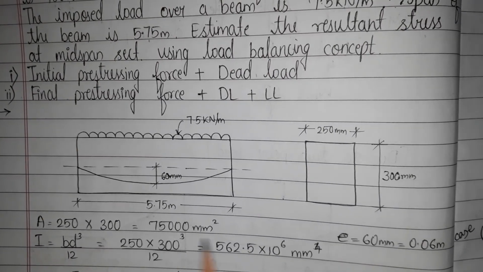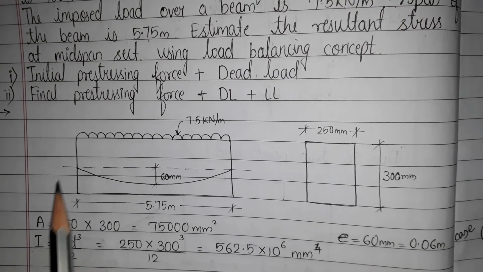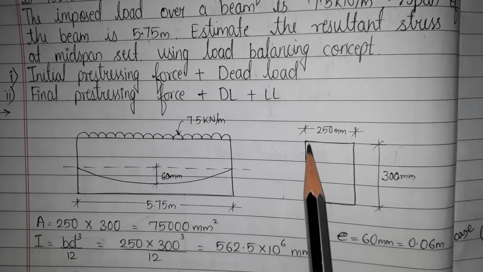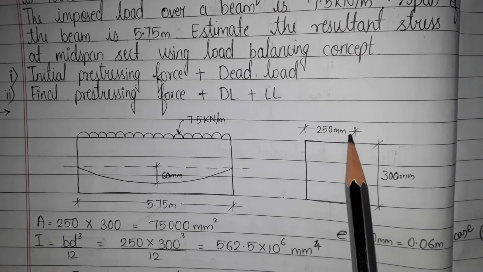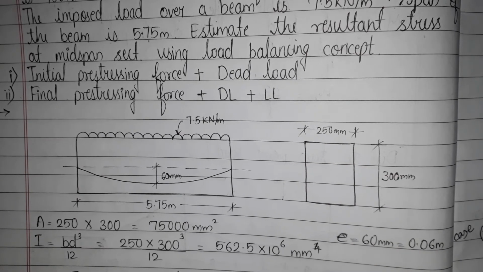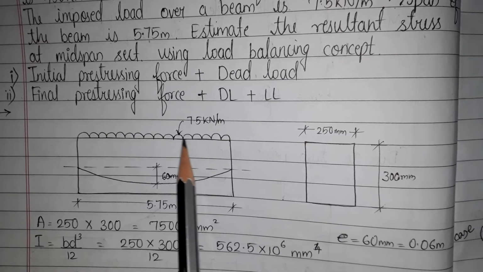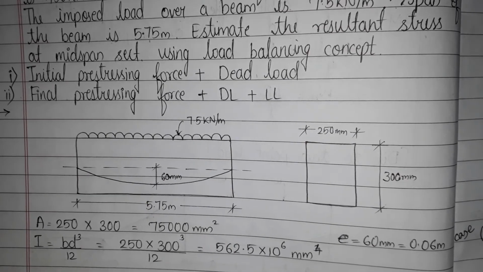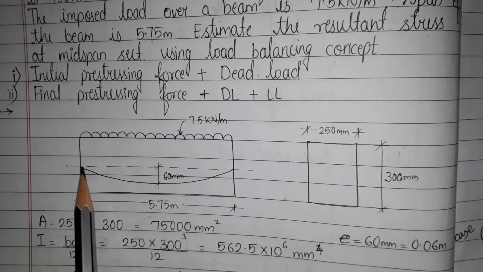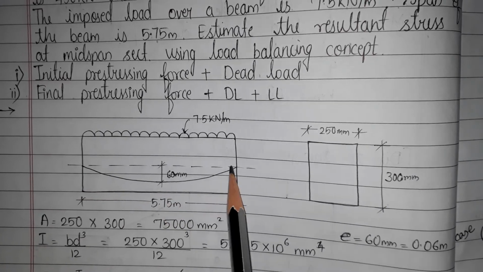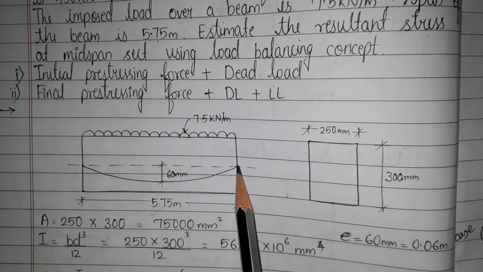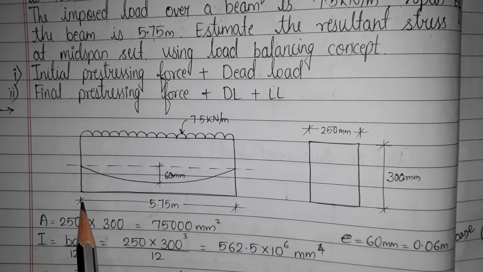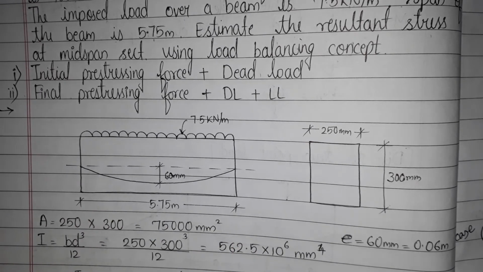So as per the given data, we have the sketch here. The cross section of the beam is 250 by 300 mm, and the beam is loaded with a UDL of 7.5 kilonewton per meter. The cable profile is parabolic, with the eccentricity at midspan being 60 and at the support 0, and the span of the beam is 5.75 meter.